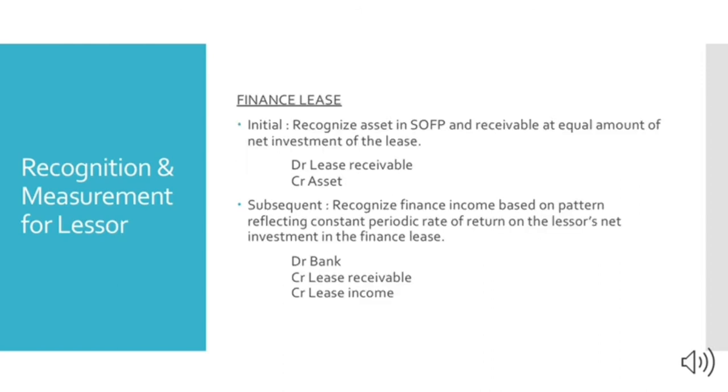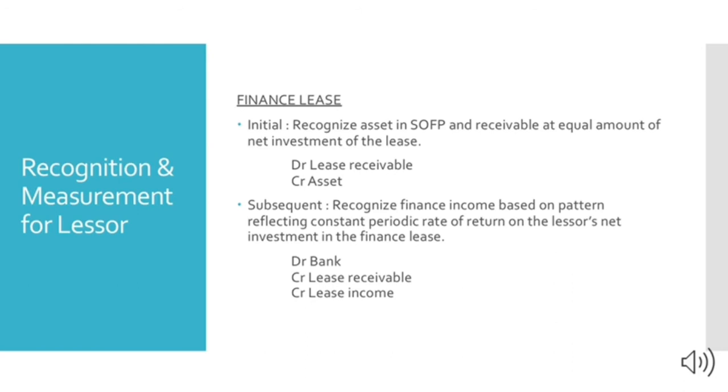Next is recognition and measurement for lessor. So, under the finance lease, initially, after the lease contract, lessor shall recognize asset held under a finance lease in its statement of financial position, SOFP, and present them as a receivable at an amount equal to the net investment in the lease. So the recording will be debit lease receivable, credit asset.